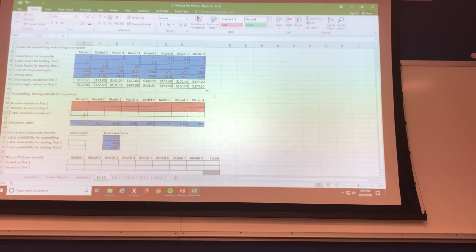Sum total. Yeah, just sum these. Whatever went down line 1, whatever went down line 2 together, that makes up how many computers you made of Model 1. And that would be true all the way across.